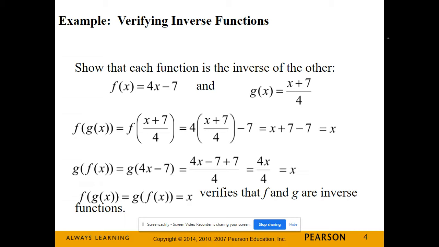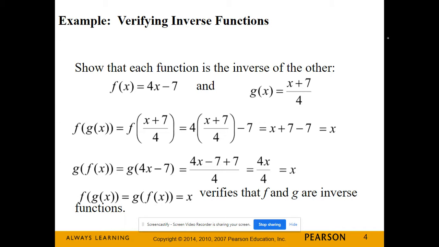So for instance, if you have f of x is equal to 4x minus 7 and g of x is equal to x plus 7 over 4, you test if they are inverses of each other by composing them. So f of g of x is taking the g function and substituting it in for x in the f function. So f of x plus 7 over 4, in this case, is going to be 4 times x plus 7 over 4. That's the g function substituted in for x in the f function, minus 7. The 4's would cancel out. Then the 7's would subtract away to 0, and you're left with x. So it works for f of g of x.